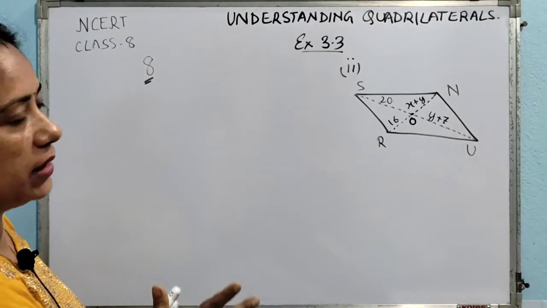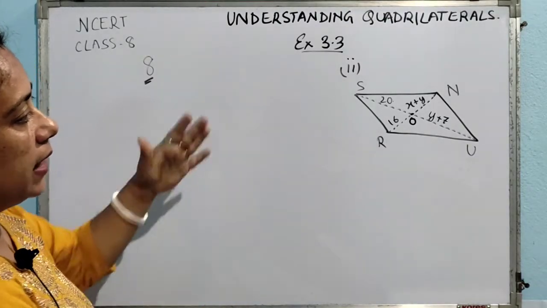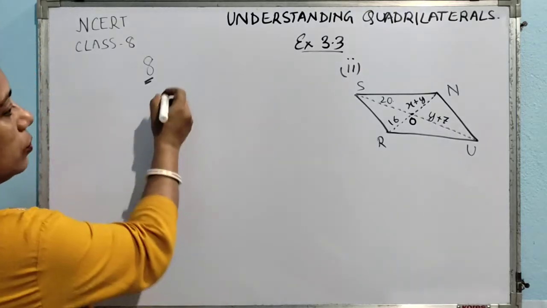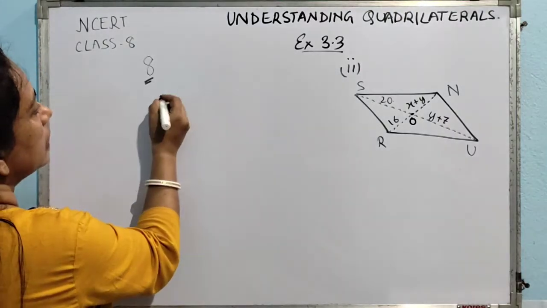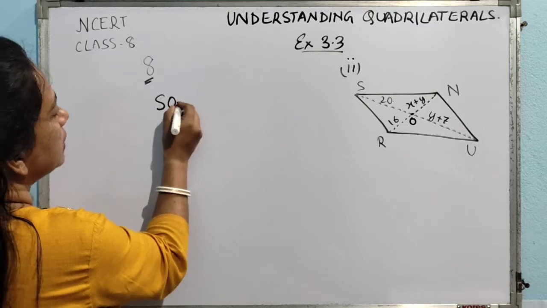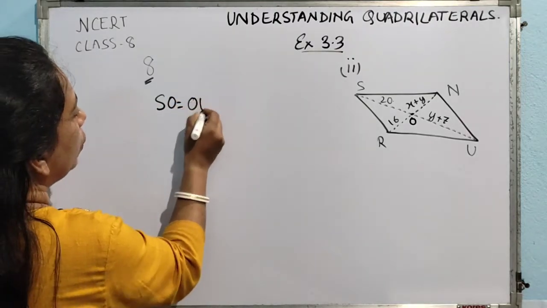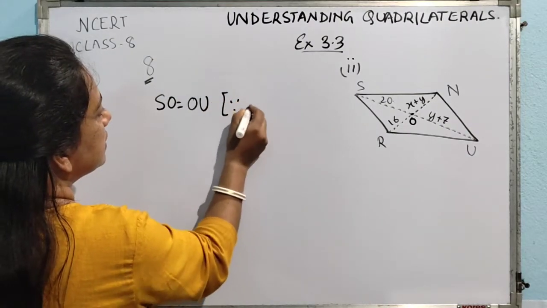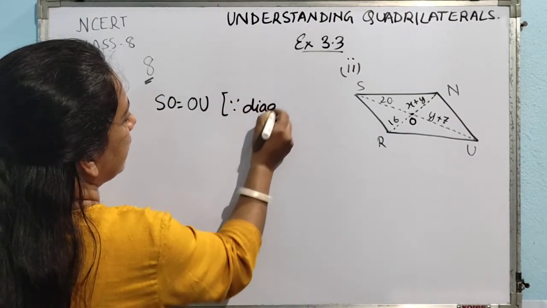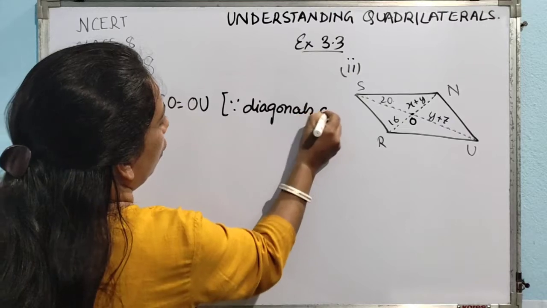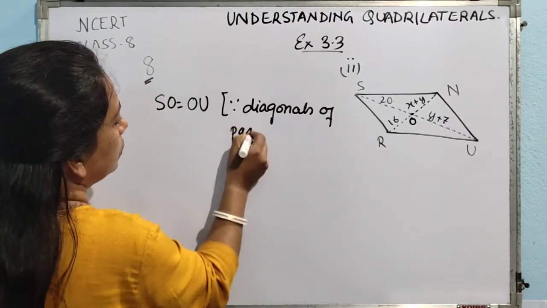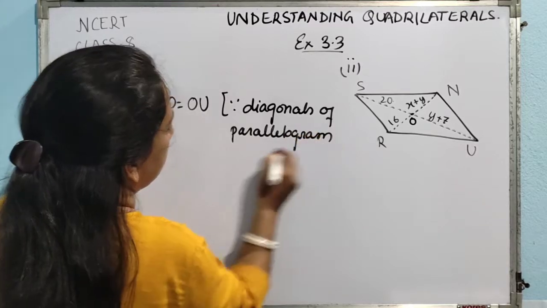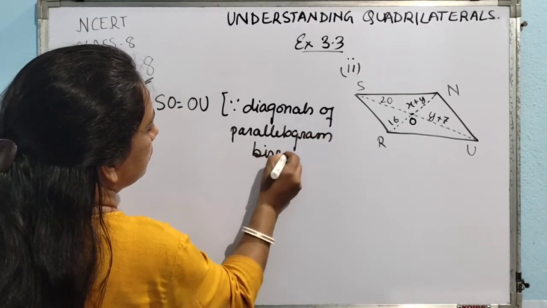Now what do we know about the diagonals of a parallelogram? That the diagonals of a parallelogram bisect each other. So what we can write? SO is equal to OU. What is the reason? Since diagonals of a parallelogram bisect each other.